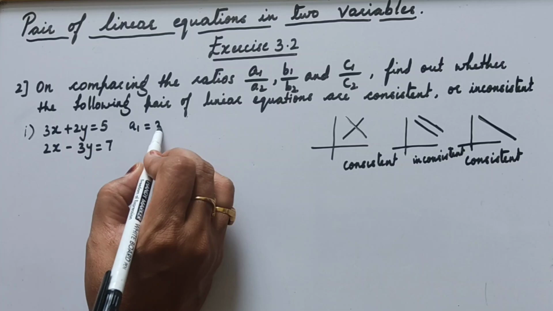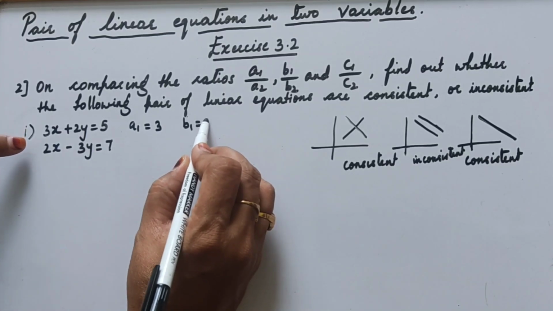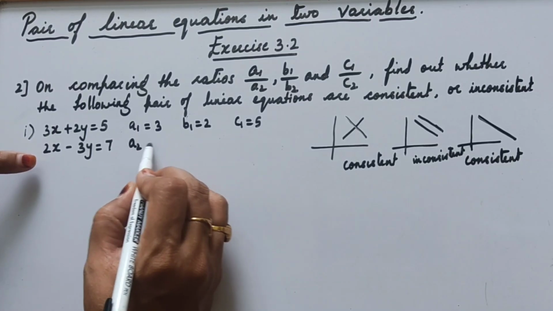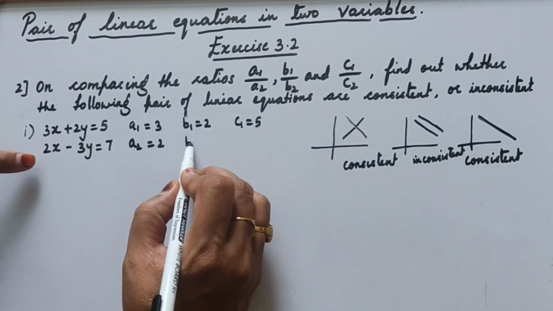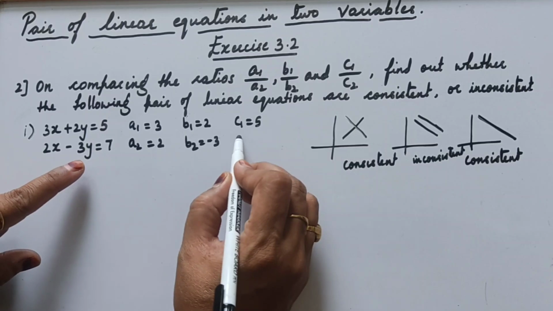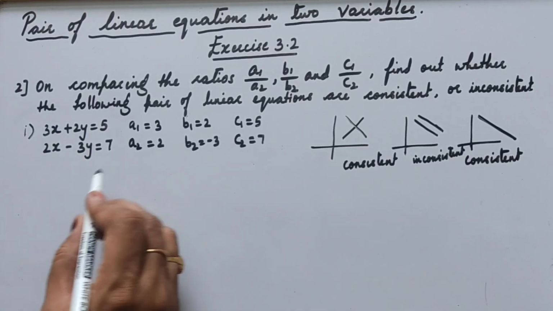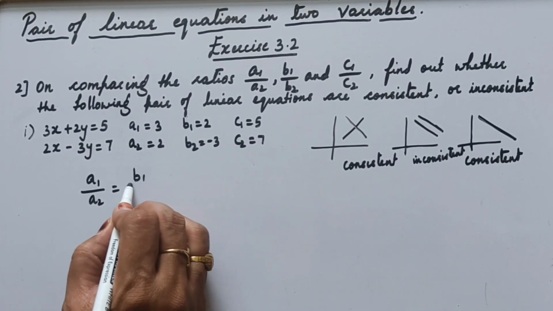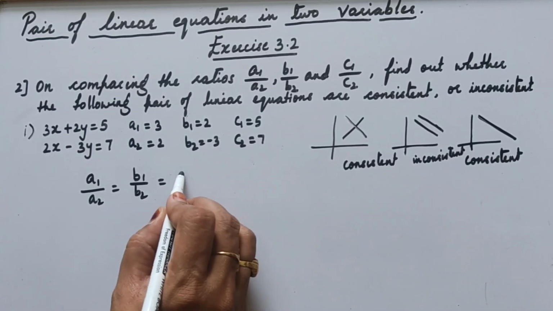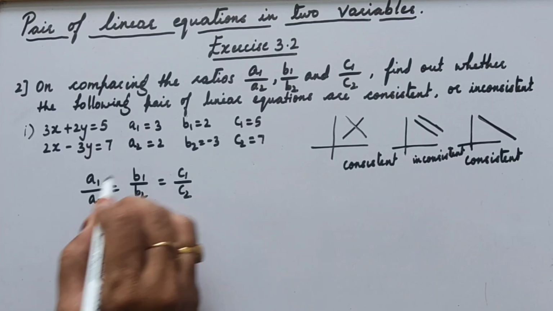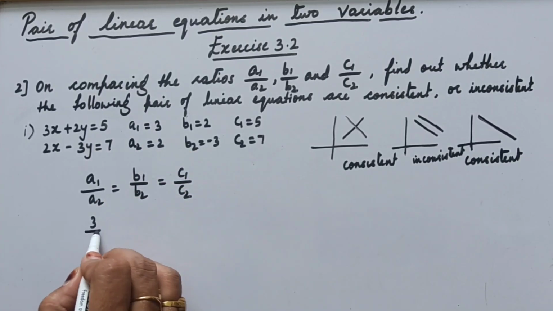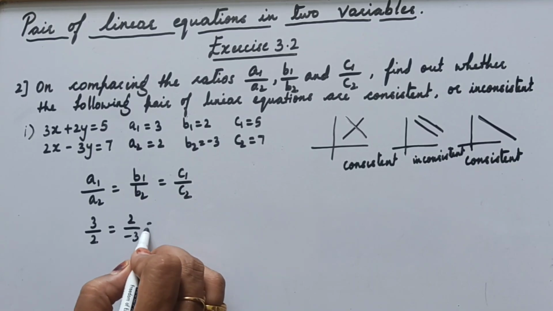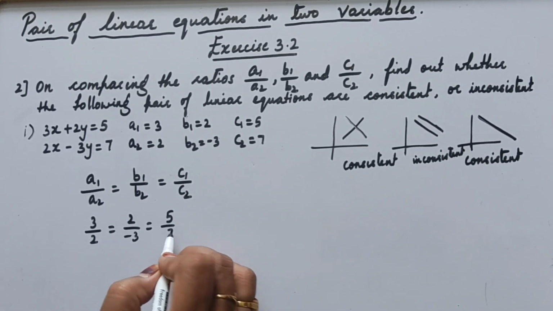A1 equal to 3, B1 equal to 2, C1 equal to 5. Here we have got A2 equal to 2, B2 equal to -3 and C2 equal to 7. Let's compare. A1 upon A2 equal to B1 upon B2 equal to C1 upon C2. Now A1 upon A2, that is 3 upon 2, 2 upon -3, 5 upon 7.